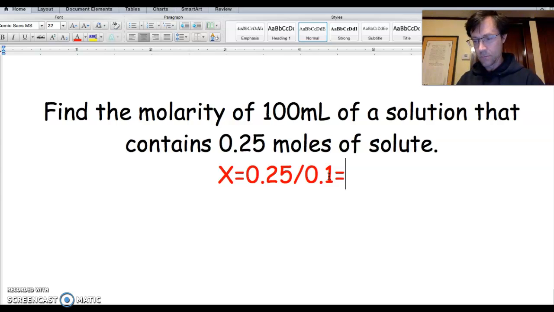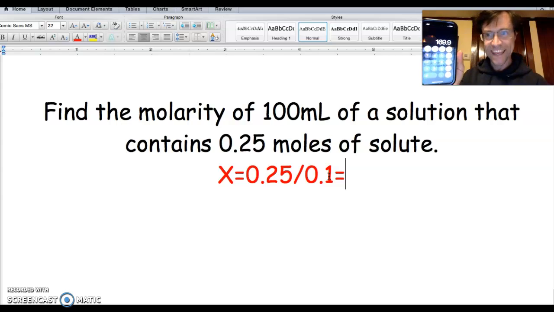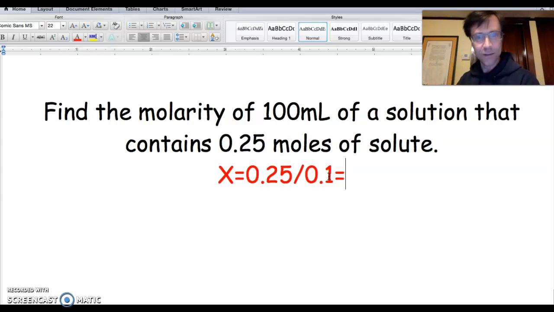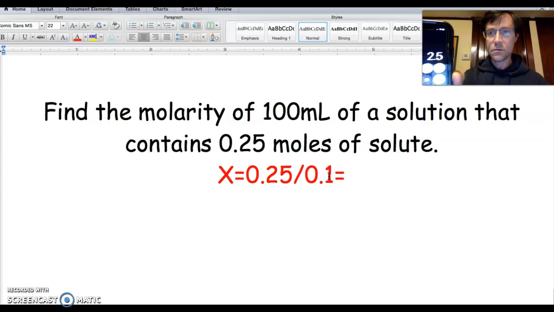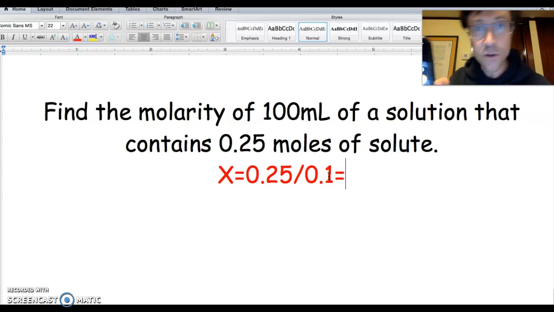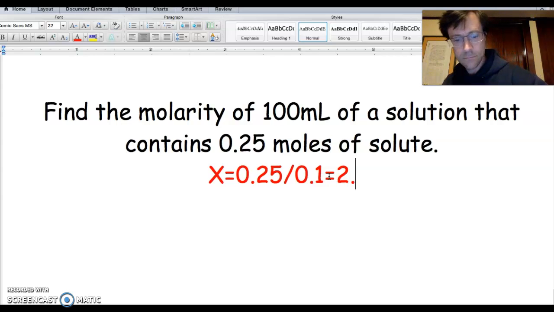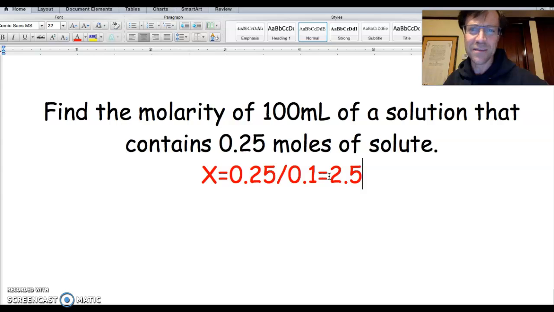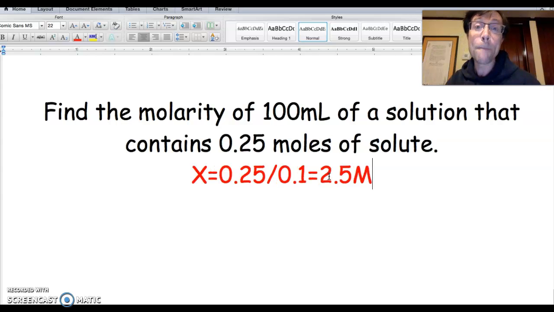Hold on a second. 0.25 divided by 0.1. Is that what you guys got? Because I know you're all doing it with your calculator too, right? I should be able to do that math in my head. I really should, but I can't. So that's it. That's all there is to it. 2.5 capital M for molarity. That's our concentration, moles per liter.